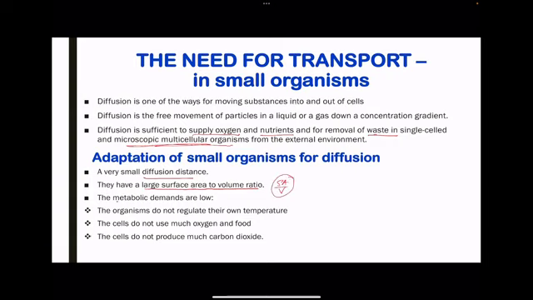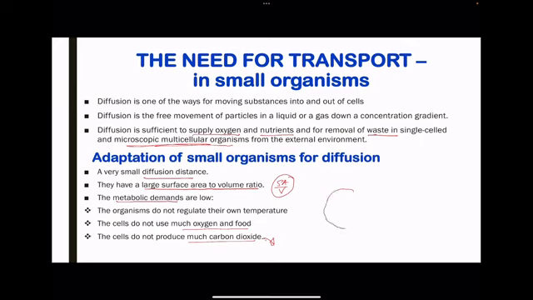Also, they have low metabolic demands because, of course, they do not carry out so many cellular processes. These organisms do not participate in regulating their body temperature like most multicellular organisms, so there is going to be a sufficient supply of oxygen since they do not carry out a lot of respiration. Also, these cells do not use much oxygen and food, and again, this is working together with the points above. The cells do not produce much carbon dioxide, so we do not need to remove a lot of it.